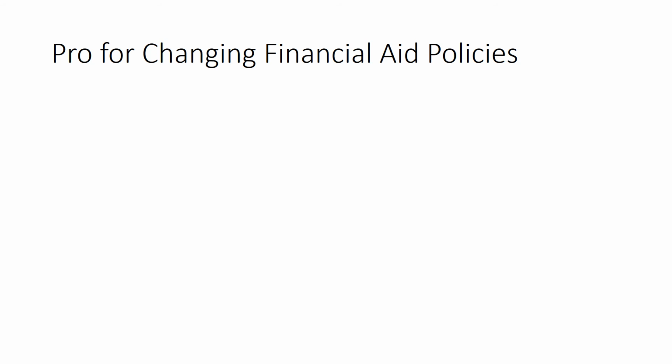Now, my pros for changing financial aid policies are that you need to balance it between need-based and non-need based. As I said before, roughly around $2,000 more were allocated to non-need based people than there were to need-based. That made it to where possibly 10% or 20% of need-based students weren't able to attend because they didn't have the funds in order to do so.